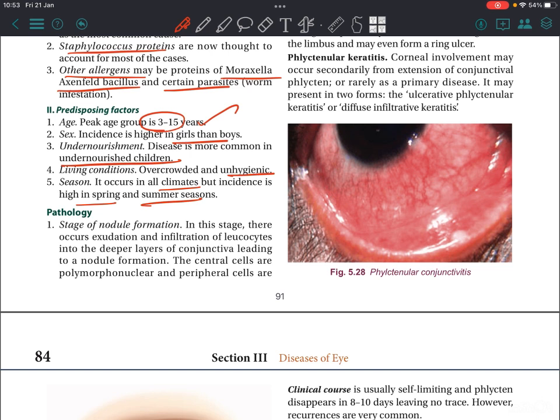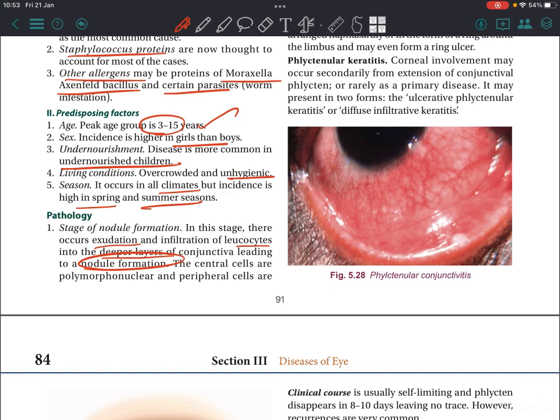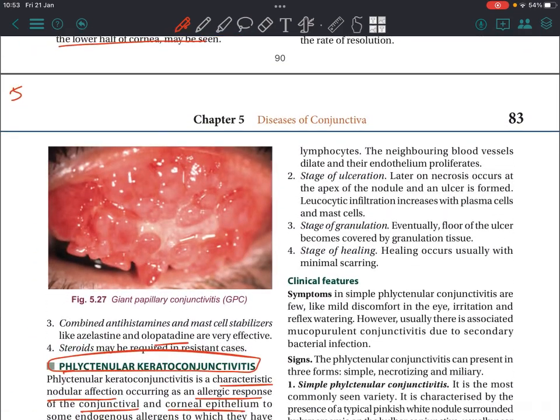Pathology, stage of nodule formation. In this stage there occurs exudation and infiltration of leukocytes to deeper layers of conjunctiva leading to nodule formation. Central cells are polymorphonuclear and peripheral cells are lymphocytes. The neighboring blood vessels dilate and their endothelium proliferates.